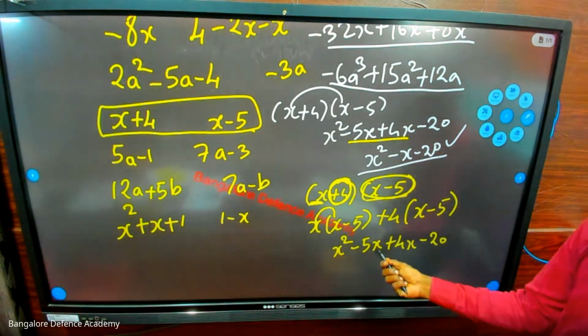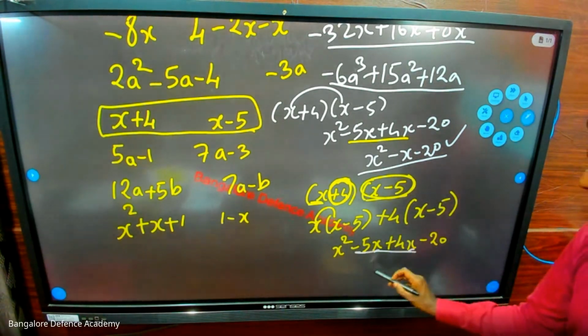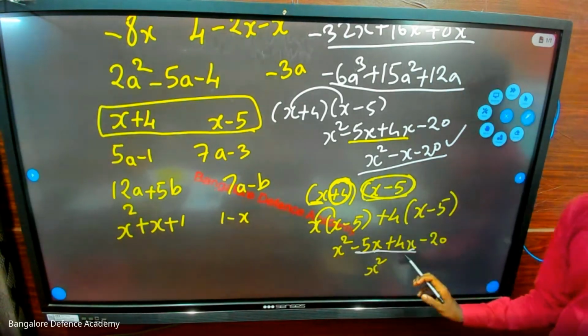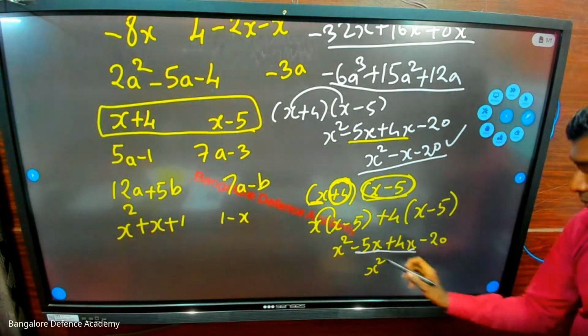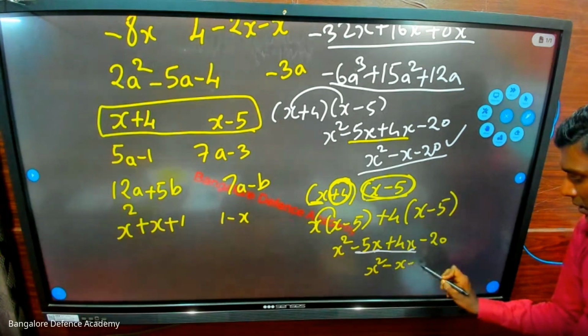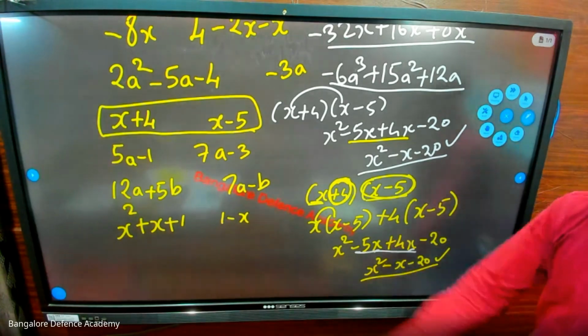Okay, now look at this. This is x, correct? So minus 5x plus 4x is how much? What will you do? Minus into plus is what? Minus. And sign of which number? Greater number. So, x square minus x minus 20. This is the answer. You understand? Okay.